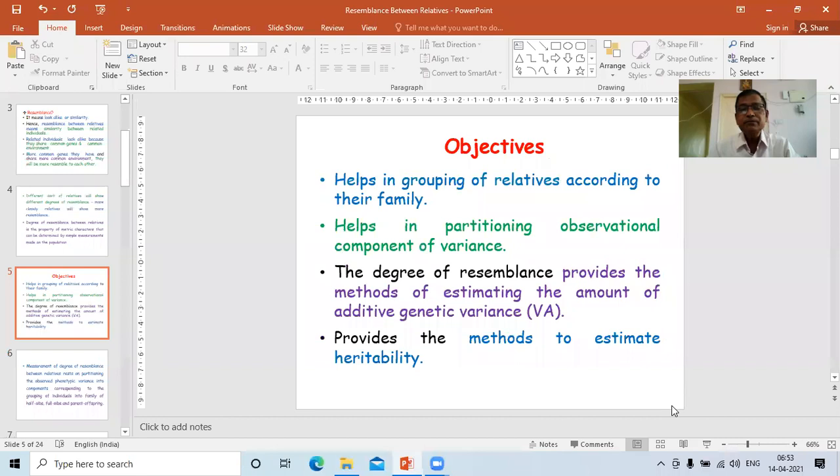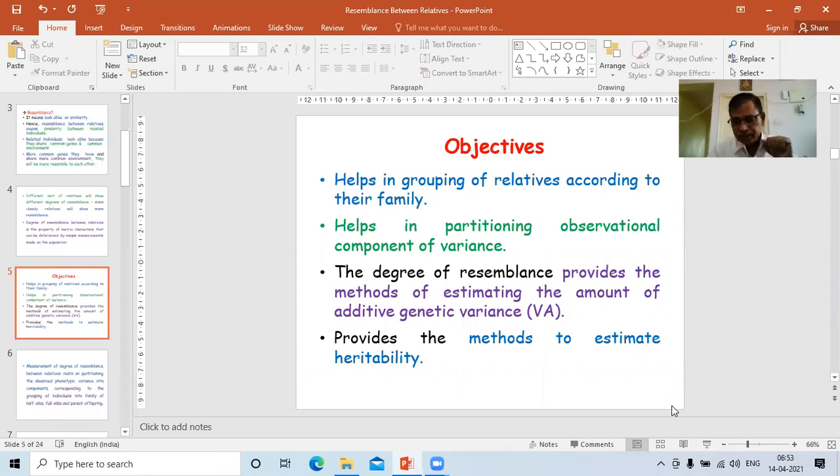Now, the objective of the study of this topic, that is resemblance between relatives: it helps in grouping of relatives according to their family. Okay? That is, what kind of family it is, whether half sib family or full sib family, or the relationship between parent and offspring, grandson, granddaughter, like this. So it will help in grouping of the different kinds of relatives. It helps in partitioning the observational component of variance.